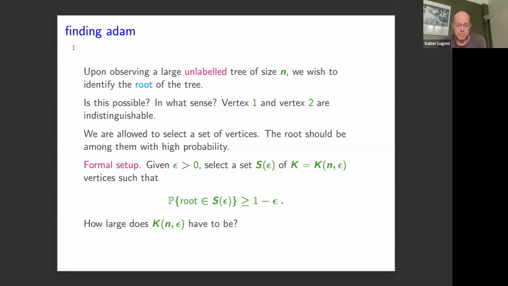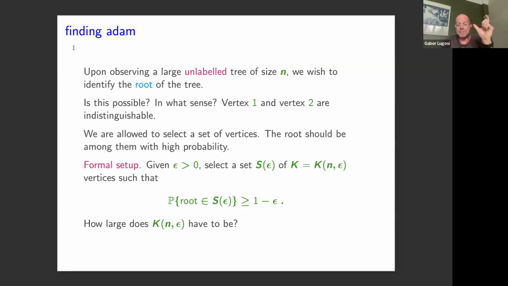Here's the most basic of these network archaeology problems. We call this the finding Adam problem. Suppose that you have a uniform or preferential attachment tree that has been grown for a long time, and today it has n nodes. Upon observing this tree, but without the vertex labels, of course, we would like to find which one is the root. Who is the first vertex? Who is Adam?